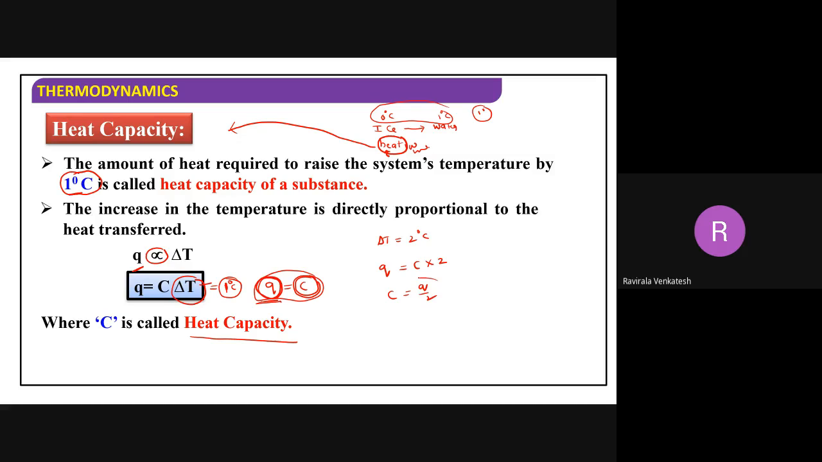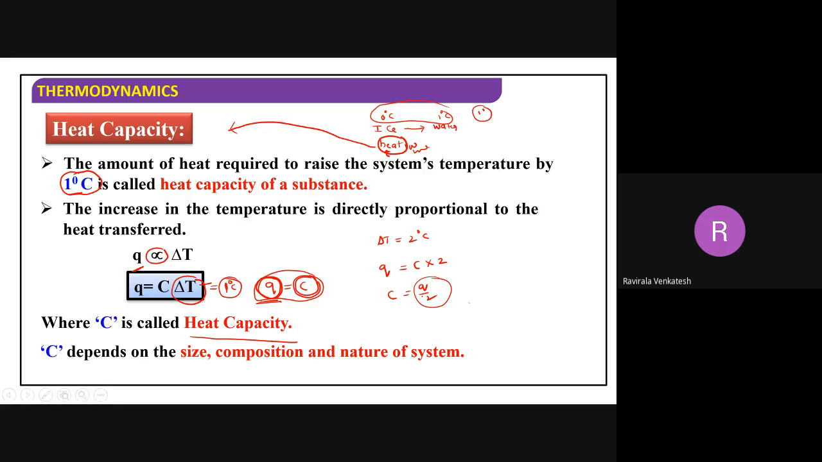then C is equal to Q by 2. Now in that case, what will be the definition? The heat capacity is equal to half of the heat supplied. The heat capacity C is equal to half of the heat supplied. You can't make a definition for this. So that is the reason they have taken 1 degree Celsius here.